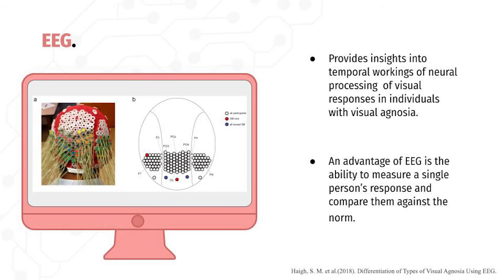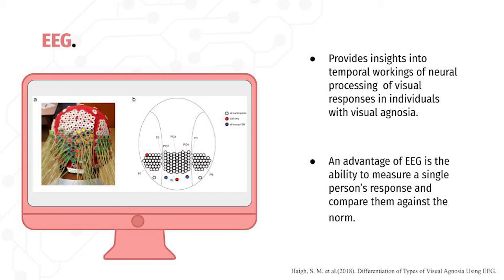In the article, Differentiation of Types of Visual Agnosia Using EEG, High and others used high-density electroencephalography, or EEG, to examine variations in the temporal dynamics of two individuals with visual agnosia. They believe the use of different neuroimaging methods would provide important insights into the temporal workings of the neural processing of visual responses in individuals with visual agnosia.